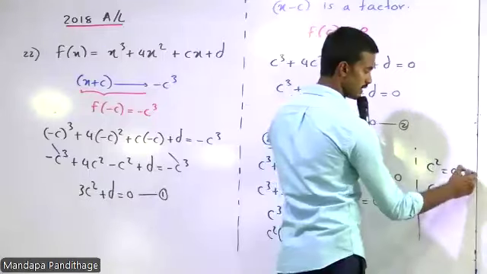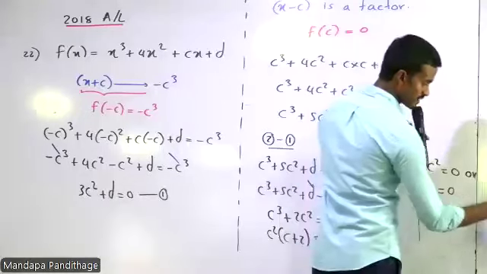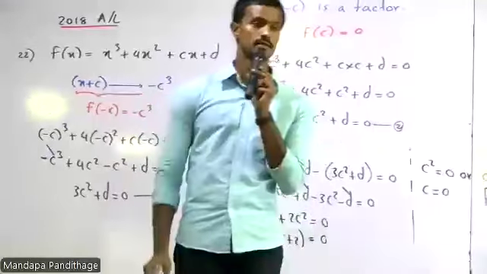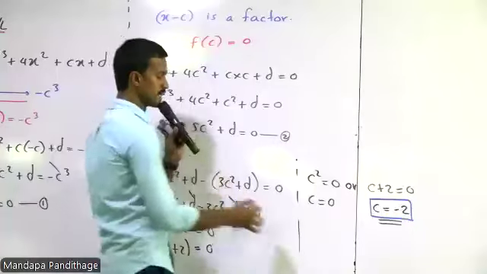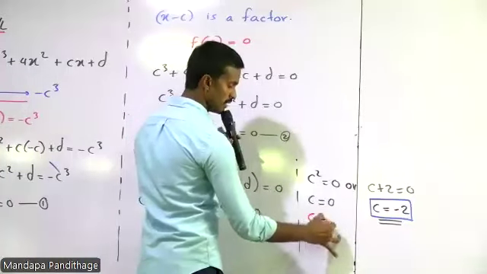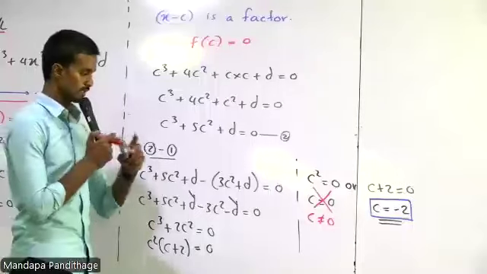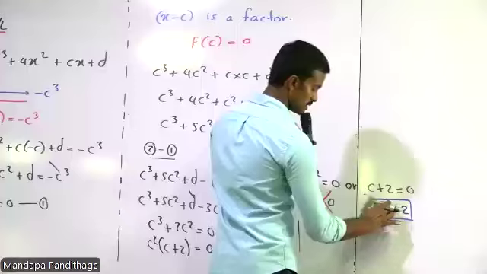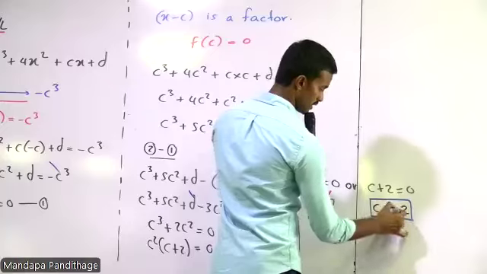Now you are getting two answers. One answer is c equals minus 2, and the other answer is c is equal to 0. But look at the question. How does the question start? c is not equal to 0. So they have given that c is not equal to 0, which means you can't accept this answer. Clear? The only answer is c equals minus 2 because you can't take the other one. Clear?